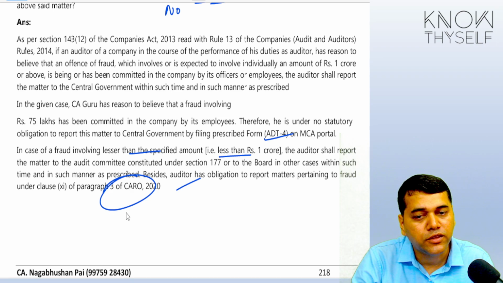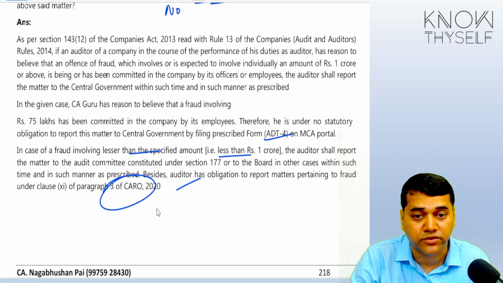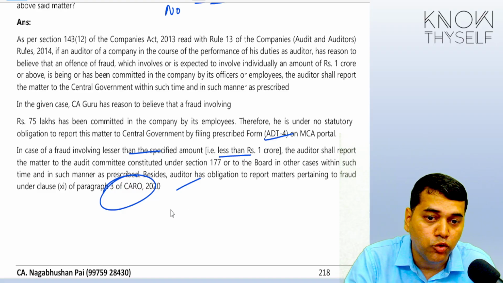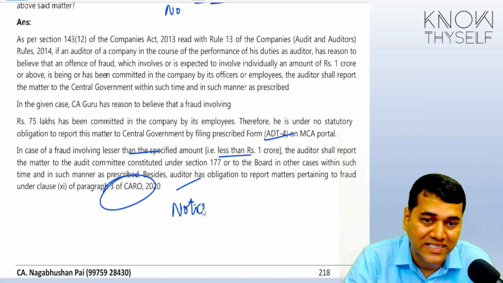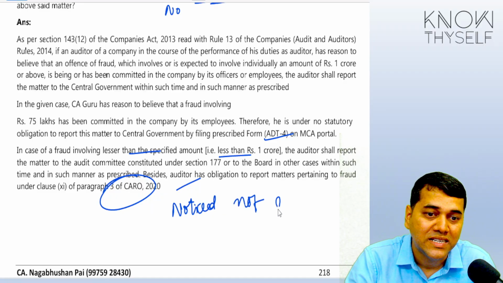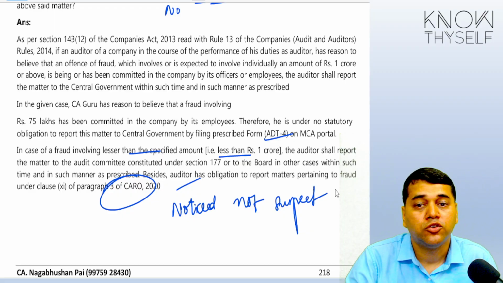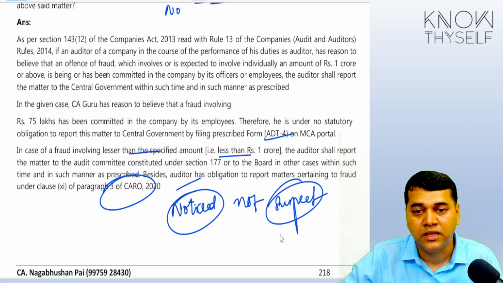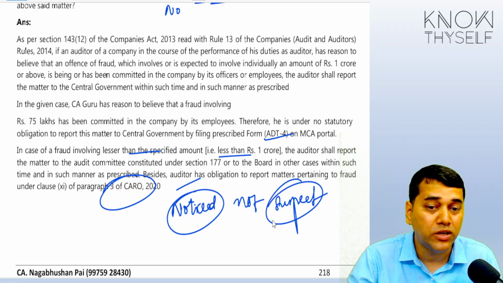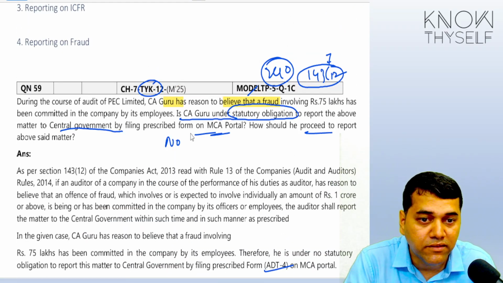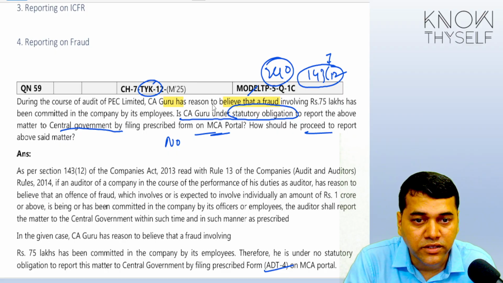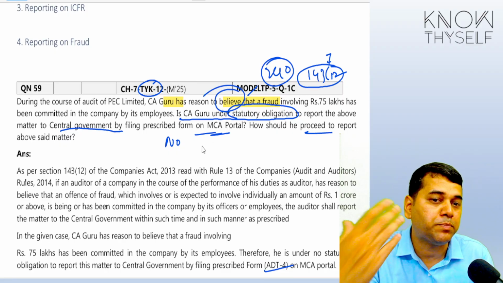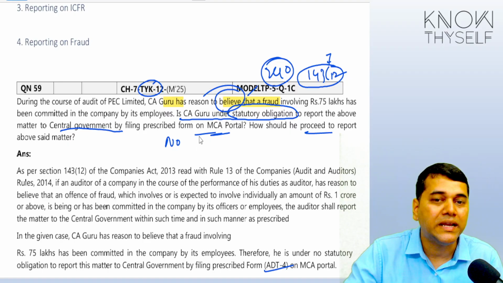Because there is also the requirement to inform the shareholders. But please remember, student, you have to inform in CARO only if it is noticed and not suspected. To inform the central government, both noticed and suspected are covered. But in CARO, you are going to inform only if it is noticed. So in the given case, what happened? Did you notice it or do you believe that fraud has happened? You have believed. That means you are suspecting. That means you should not be writing in the CARO.